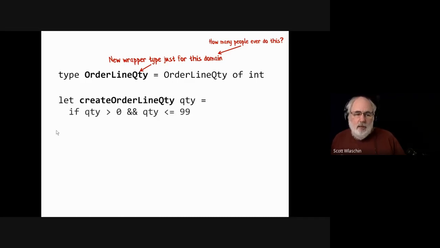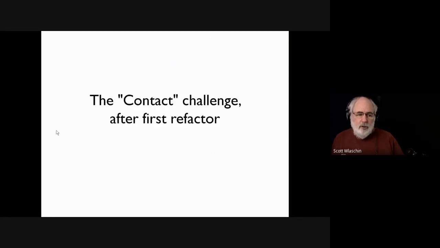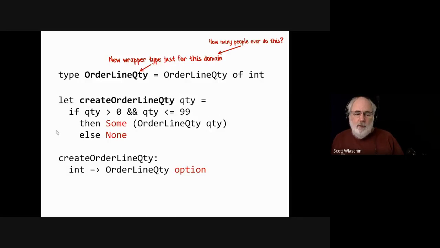Here's our constructor again. And if it's between 0 and 99, or 1 and 99, that's good. Otherwise, it's bad. And if you look at the signature again, it says you give me an integer and I might give you back an order line quantity. It might work and it might not work. Now, what's interesting about this is that 0 is not allowed.